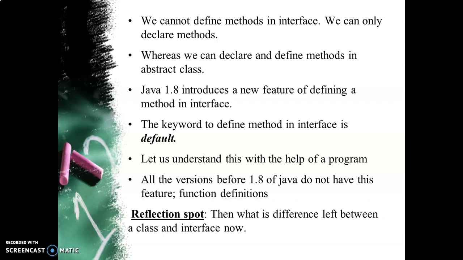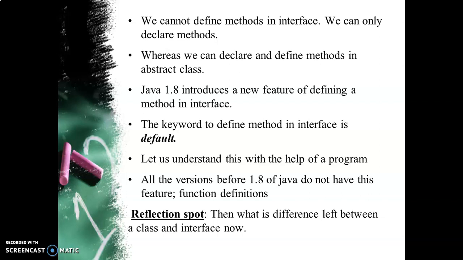As there are new programming languages which are getting introduced, there is a lot of competition and a lot of applications which require new features inside the programming language. That is why Java got upgraded, and Java 1.8 introduces a new feature which says that you can define methods in an interface. So if I want to define a method in interface, I need to use the keyword called default. Let us see this with the help of an example, or rather a program.